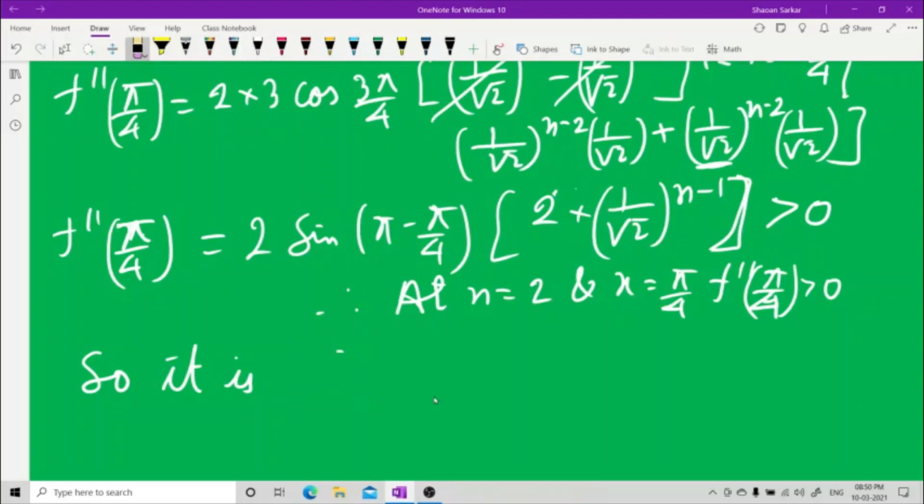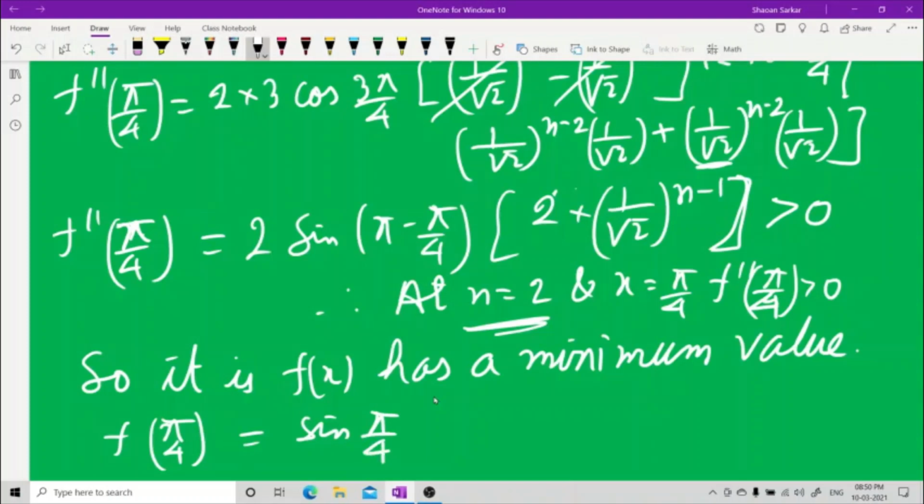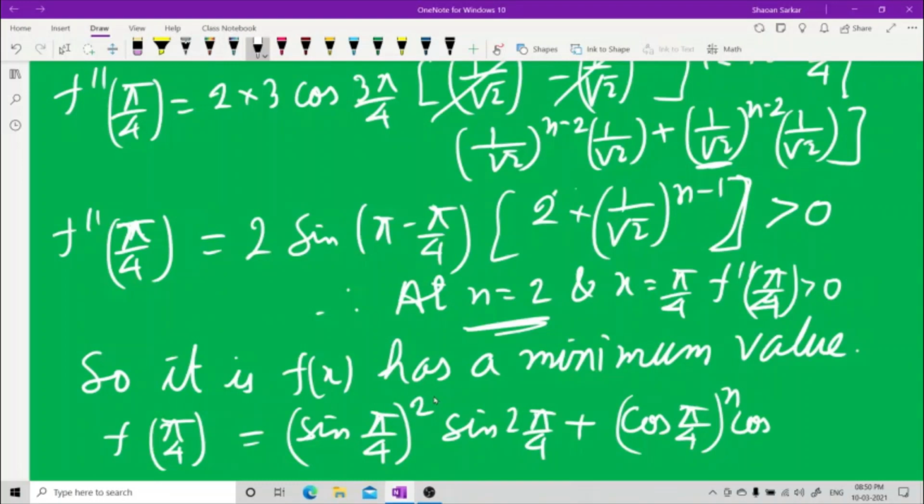So f x has a minimum value, and that value you can still calculate at f at pi by 4 when n equal to 2. When n equal to 2, it is sine pi by 4 whole square, sine 2 pi by 4, plus cos pi by 4 to the power of n, and then cos 2 pi by 4. So what is the value? It is the minimum value.